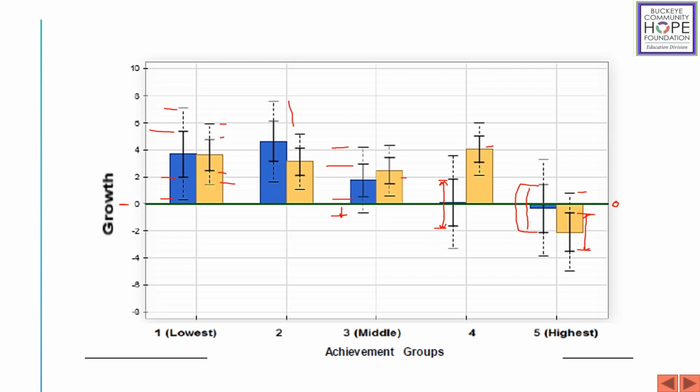In order for it to be the red, both 1 and 2 standard errors would have to fall below the growth standard of 0. That's the basics for how they do the color coding on the charts that we'll see with the value-added reports.